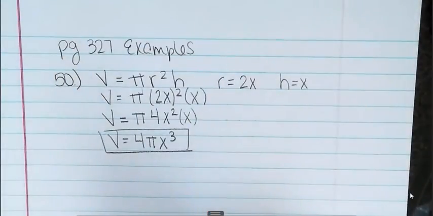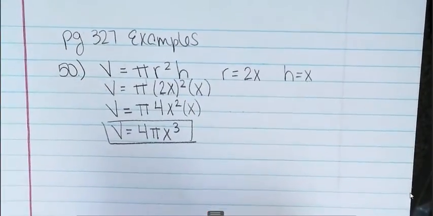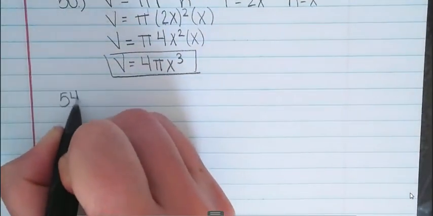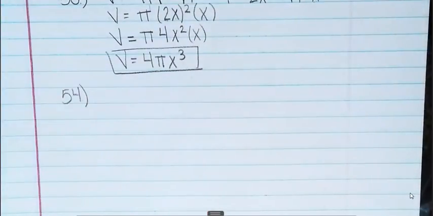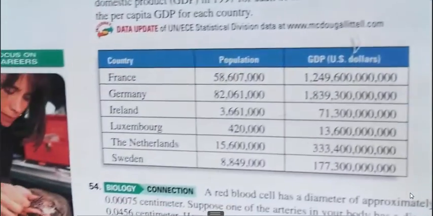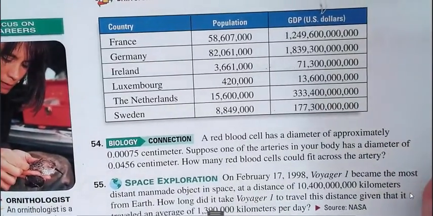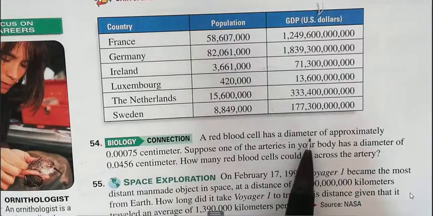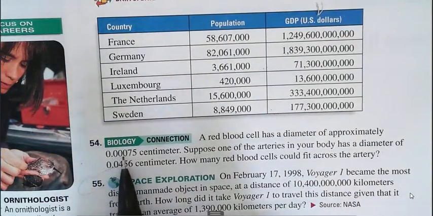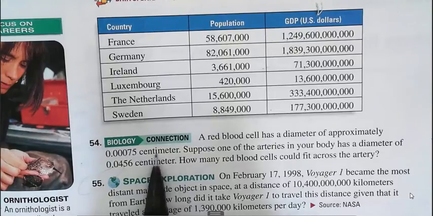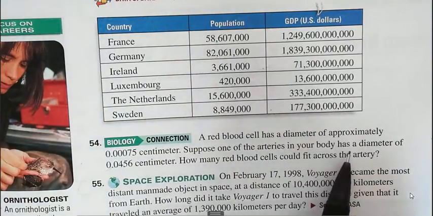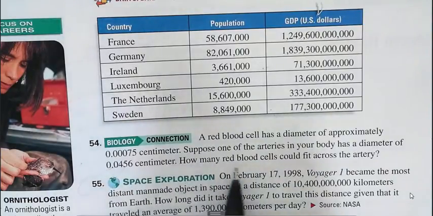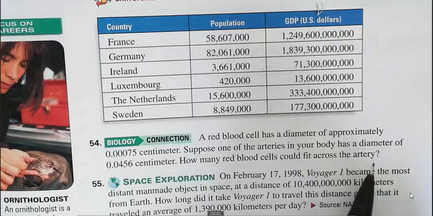All right, that was number 50. Then I'm going to do one more with you guys. I'm going to do number 54. So 54 talks about its biology connection. You have a red blood cell, and a red blood cell has a diameter of approximately 0.00075 centimeters. Suppose one of the arteries in your body has a diameter of 0.0456 centimeters. How many red blood cells could fit across the artery?